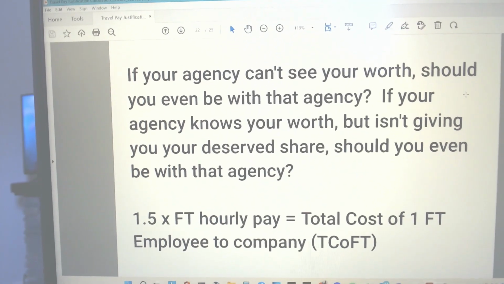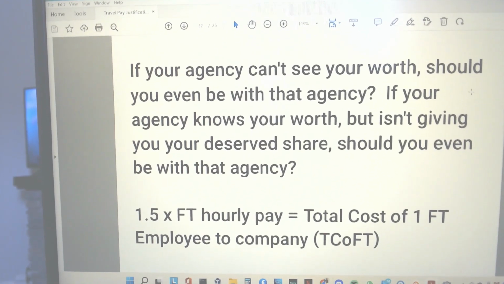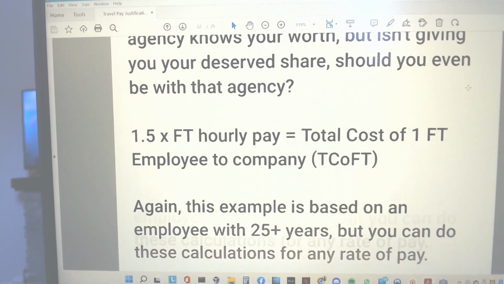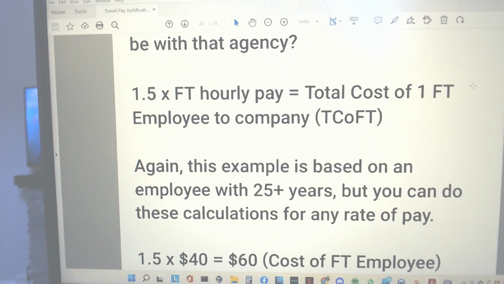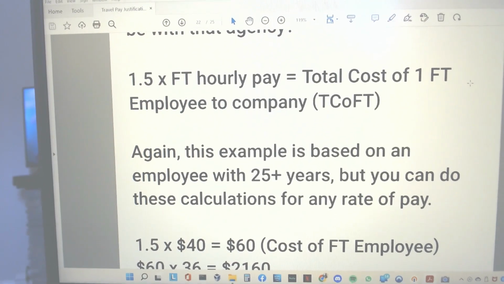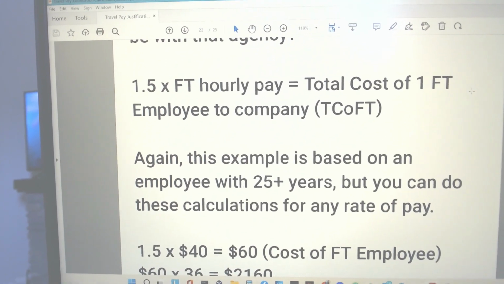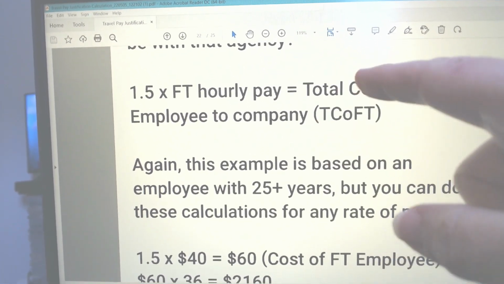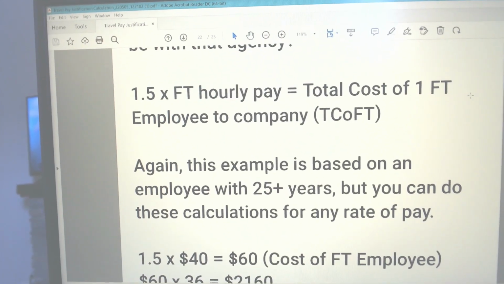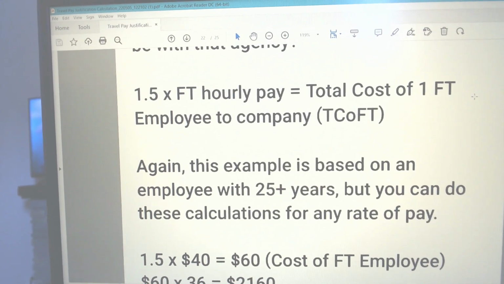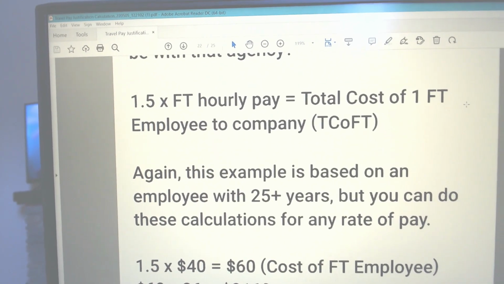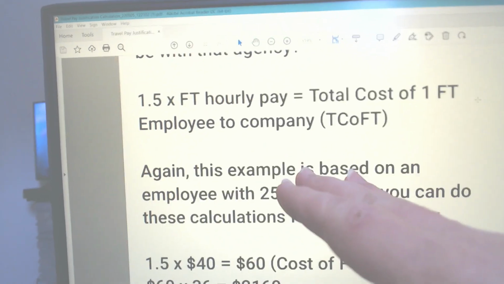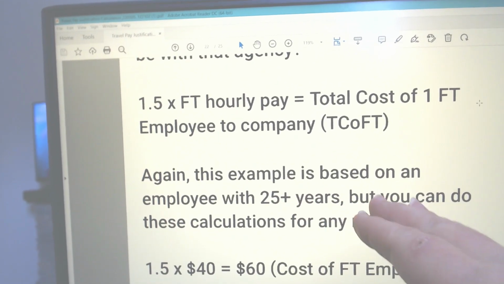It is so wrong. They know what you're worth. Trust me, this is their income as well. They have people doing the numbers. You need to learn to do these numbers. When you're a traveler, this is your business. You are your business, so you need to understand your bottom line. 1.5 times a full-time employee hourly pay will give you the total cost of a full-time employee to this said company. So, again, this example is based on an employee with 25 plus years.